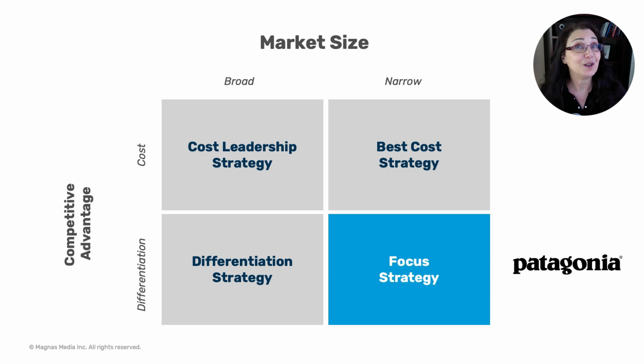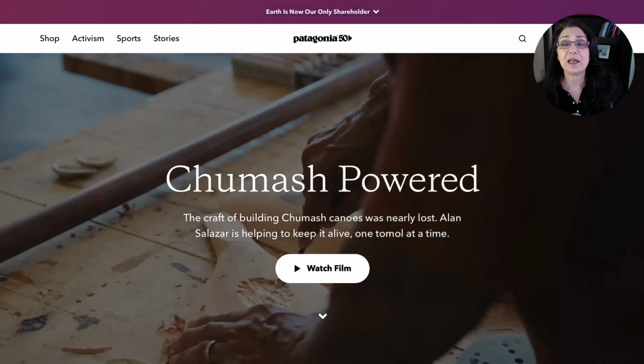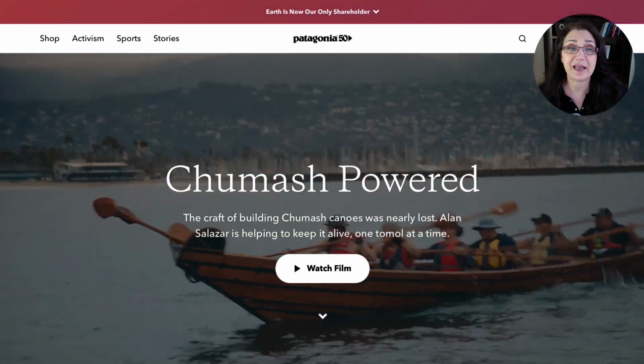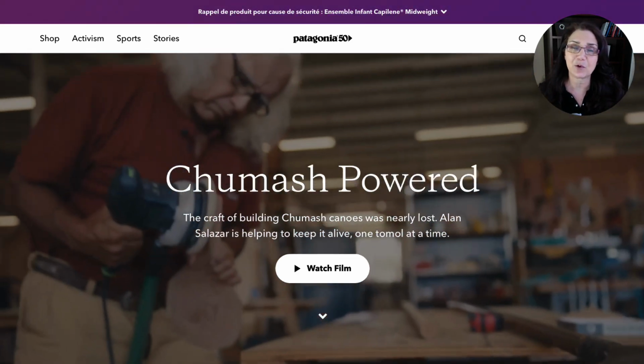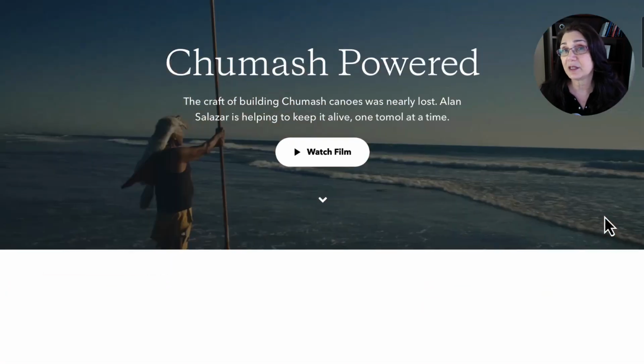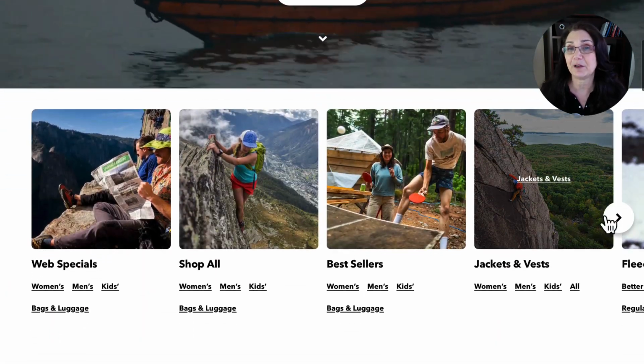Now, what about the focus strategy? The last one here on our example, that's when you're trying to be different for a narrow market. So you're not necessarily a broad market and a big area, it's more specific. I wanted to show you this example, Patagonia. Patagonia is a clothing company, and I believe they have other equipment for outdoor activities, and they pride themselves on being environmentally friendly.